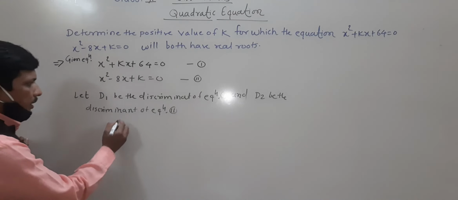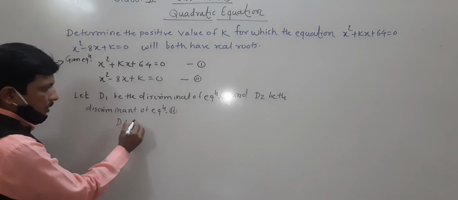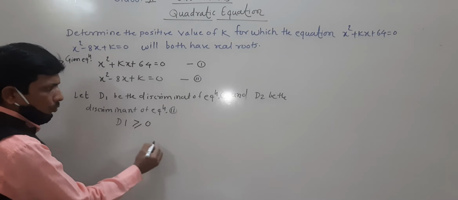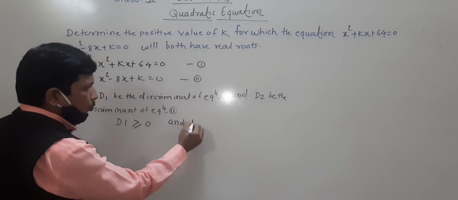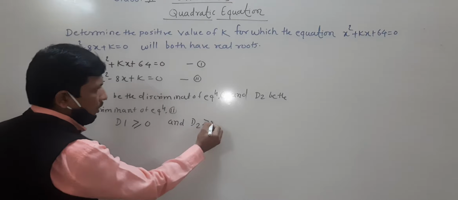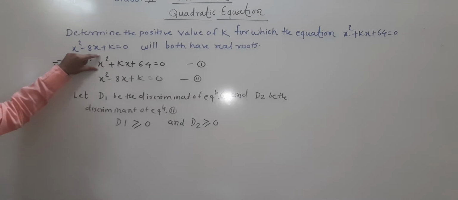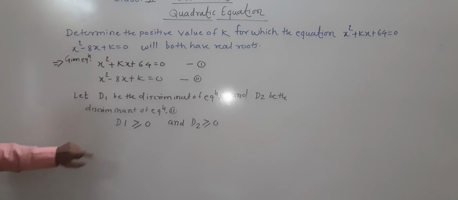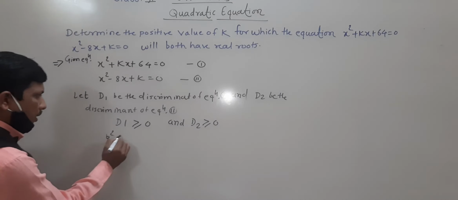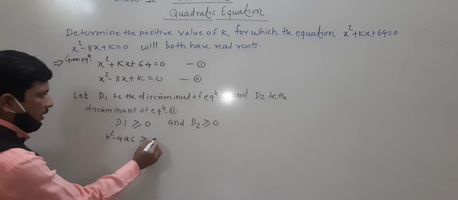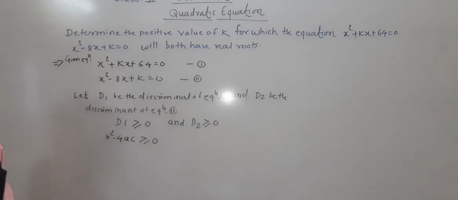Now we will find out what it means for both to have real roots. So we can say D1 is greater than or equal to 0 and D2 is also greater than or equal to 0, because both the equations have real roots. Understood? So now D1 we will find out with the help of this equation. D is b square minus 4ac, which is greater than or equal to 0. So first we will think about the first equation. Now I am taking the values directly.